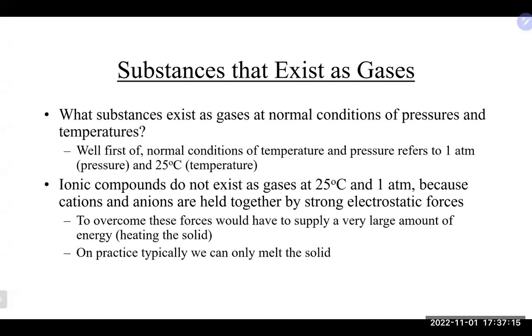So let's first talk about substances that exist as gases under normal conditions. When we talk about normal conditions, these are really everyday, room temperature conditions. So typically that refers to a pressure of 1 atm, which is an atmosphere. So atm is obviously a unit of pressure. And the temperature being about 25 degrees.